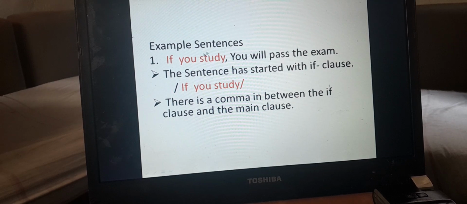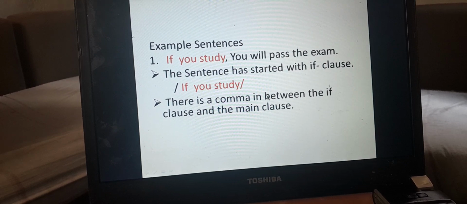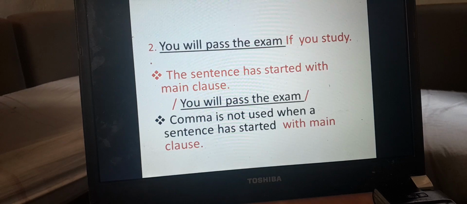Example sentence: If you study, comma, you will pass the exam, full stop. The sentence has started with the if clause, which means if you study. There is a comma in between the if clause and the main clause. This is the fact, okay? Here is the if clause part of the sentence, and here is the comma, and here is the main clause part of the sentence, okay? So when you are making a conditional sentence, it is obvious to have this kind of important idea.